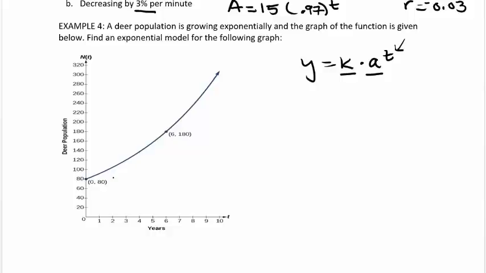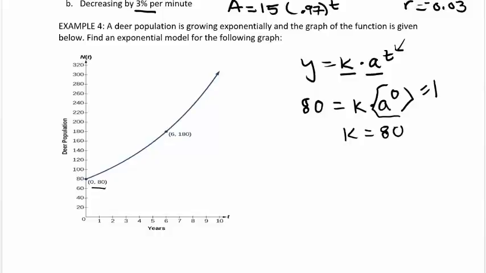So let's start with the 0, 80. What I want to do is take the dependent value and plug it in over here on the left, the 80 equals k times a to the 0. Remember that anything to the 0 power is going to equal 1, right? So this term here is going to equal 1, and that tells me that k will have to equal 80.